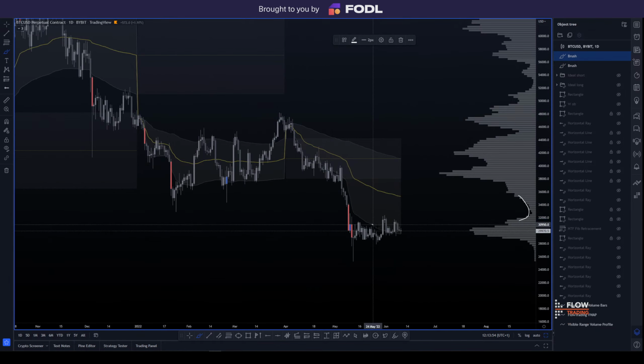We are testing the value area low of the current developing quarterly VWAP here. We've retested it a couple of times, right? So this could potentially be support.